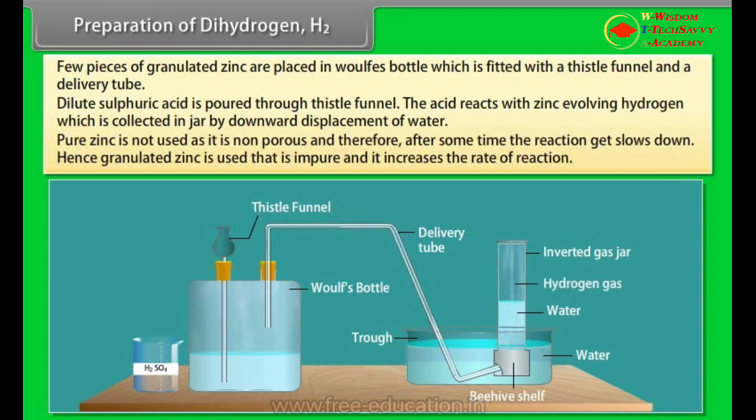Pure zinc is not used as it is non-porous and therefore, after some time, the reaction slows down. Hence, granulated zinc is used that is impure and it increases the rate of reaction.